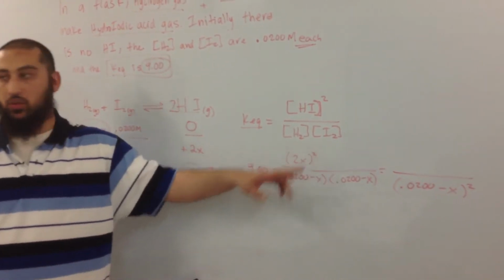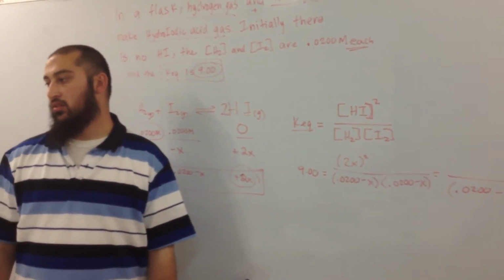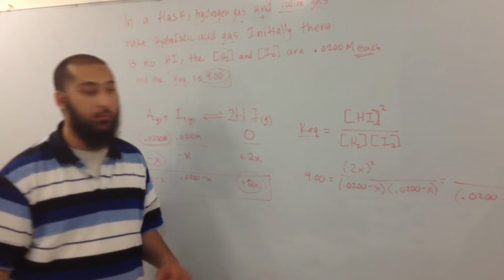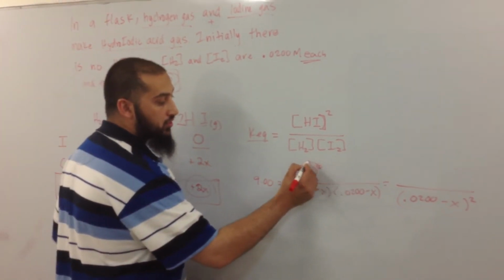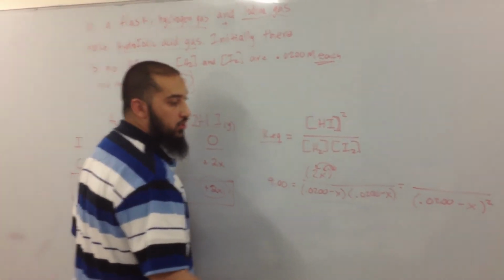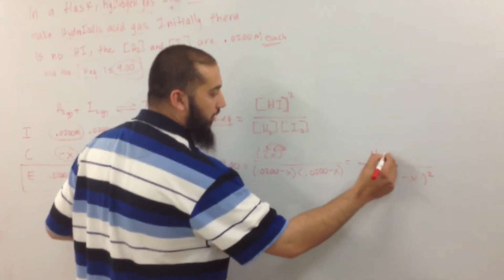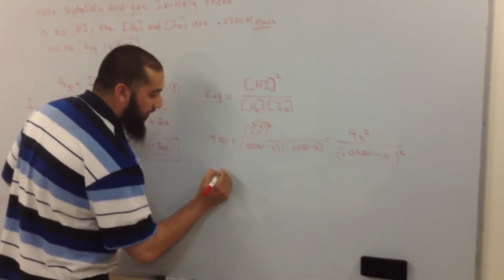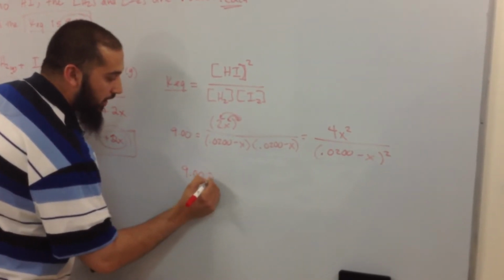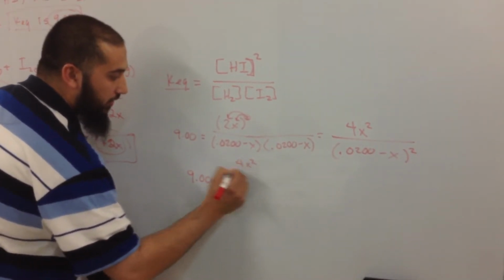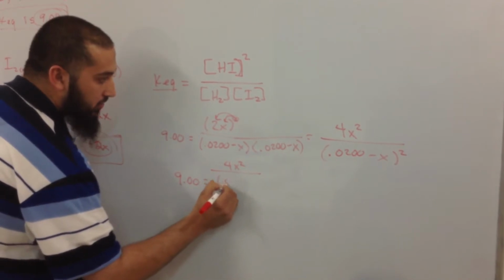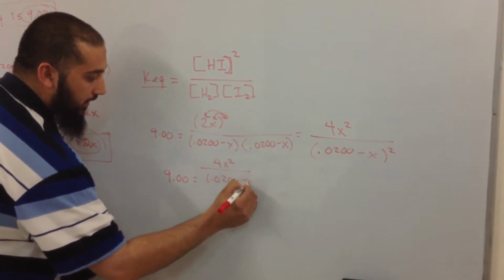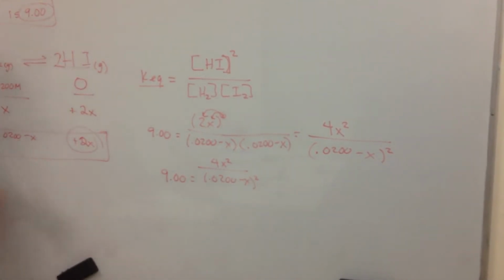Now, what's 2x squared? 4x squared. Remember, the 2 goes to this 2 and to the x. So this is going to be 4x squared. We got that? So right now, what do I have? I have 9.00 equals 4x squared over 0.0200 minus x squared.